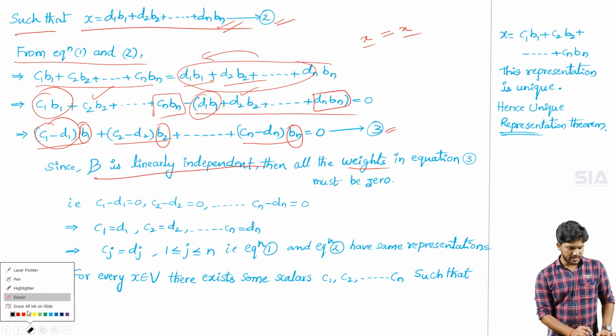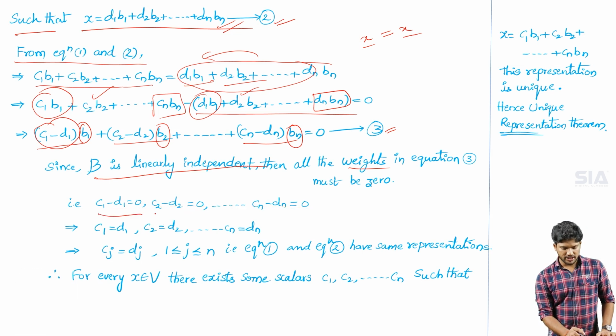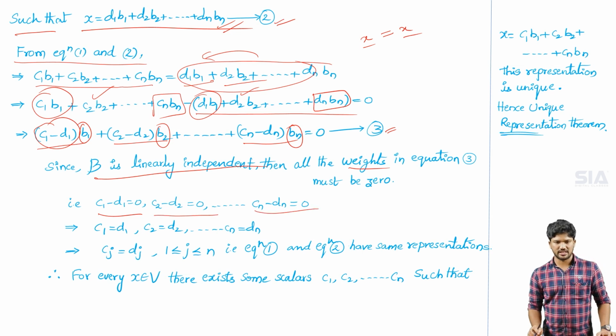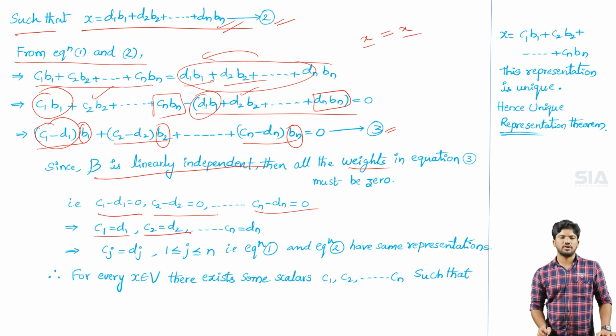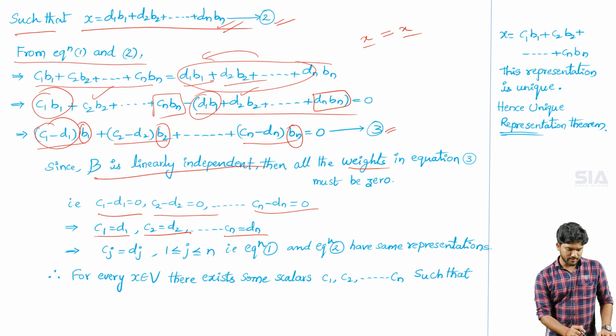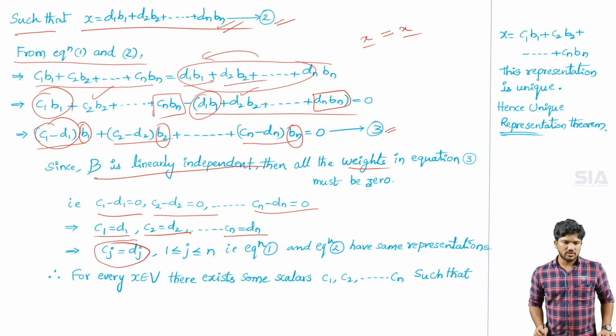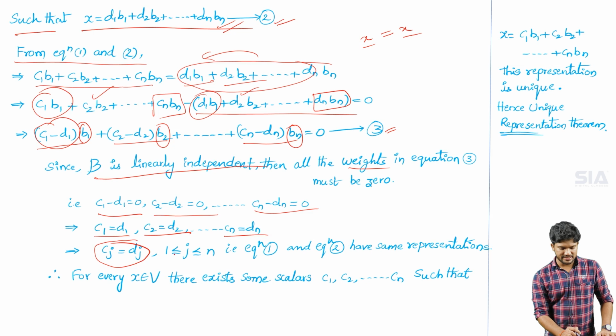So therefore C1 minus D1 equal to 0, C2 minus D2 equal to 0, up to so on, Cn minus Dn is equal to 0. Then you will get C1 equal to D1, C2 equal to D2, up to so on, Cn is equal to Dn. Finally we can write Cj is equal to Dj for all j from 1 to n.